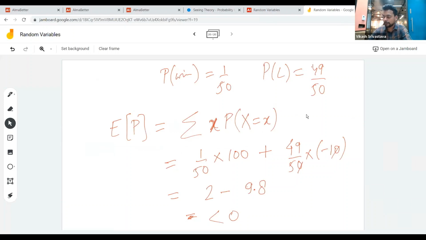But let's say the amount you'll get when you win the lottery is not 100, but let's say a million. So maybe here, instead of 100, I can have 10 to the power 6. So if you win the lottery, you'll be winning $1 million. In this case, the expected profit is much greater than zero, so it makes sense for you to play, because your expected profit is way positive. So this is an example of how you can interpret expected value in a way.